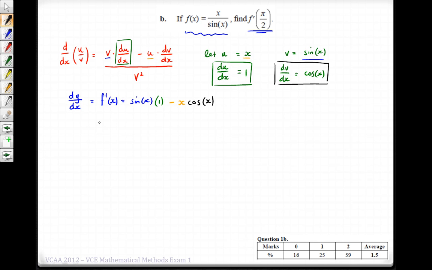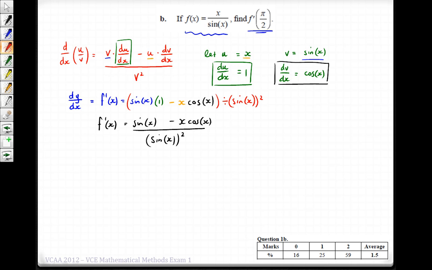So just to neaten that up, we have f dashed x equals (sine x minus x cos of x), all divided by v squared, where v was just sine of x, squared. So that should also be in that top line. I just sort of got a bit lazy. So that's still divided by sine of x squared.